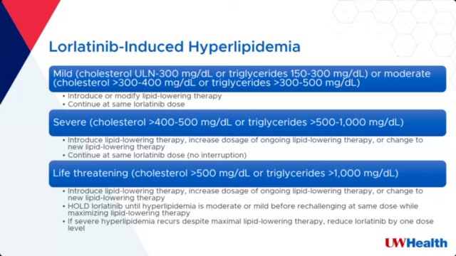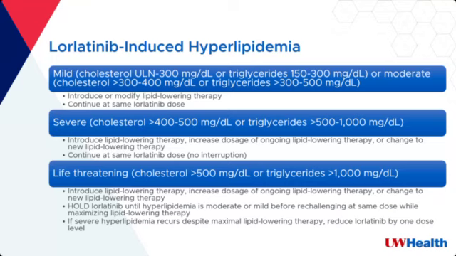Really, where we need to make changes is for life-threatening elevations. Of course, if we don't already have lipid-lowering agents on board, we need to add those and consider modifications to those as needed. And then we will hold lorlatinib until hyperlipidemia is down to moderate or mild grade before re-challenging at the same dose. And this can be done while maximizing lipid-lowering therapy. However, if severe hyperlipidemia recurs despite maximal lipid-lowering therapy, we recommend reducing lorlatinib by 1 dose level.